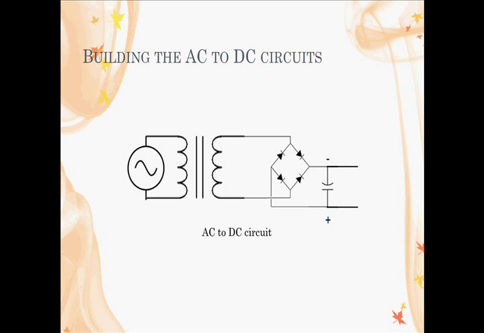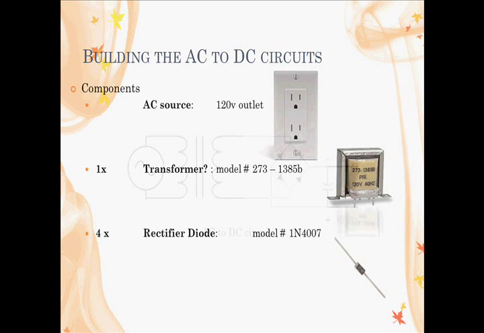And building the AC to DC circuit, but before we get into that, let's go ahead and talk about the parts that we're going to be needing for this project. And starting out, you're going to need an AC source, which you can get from your outlet, and then you're also going to be needing a transformer.